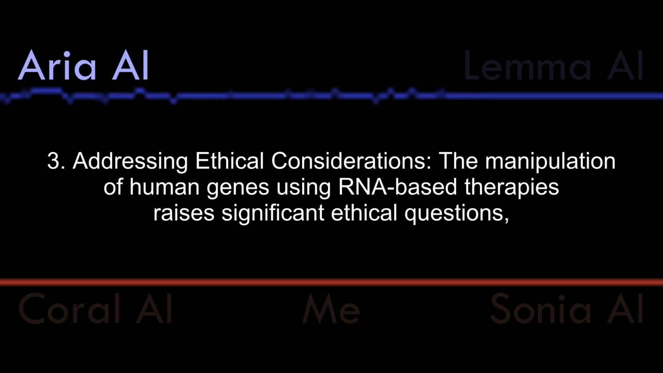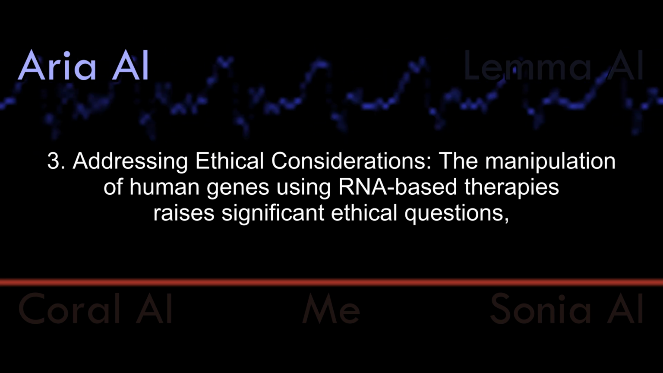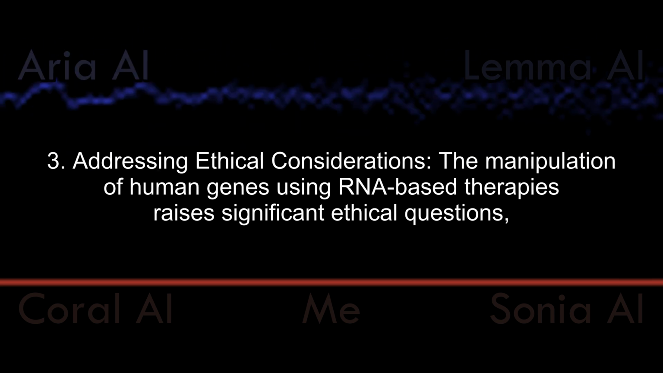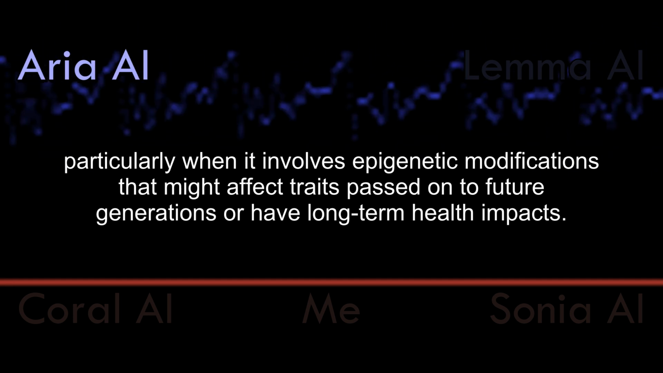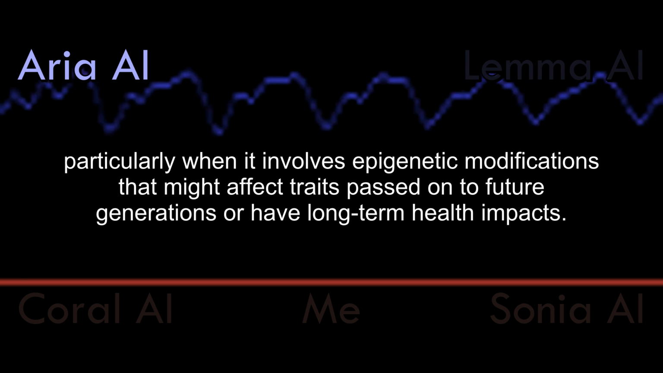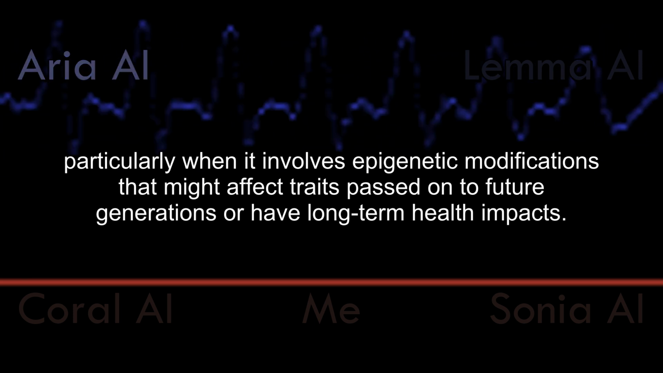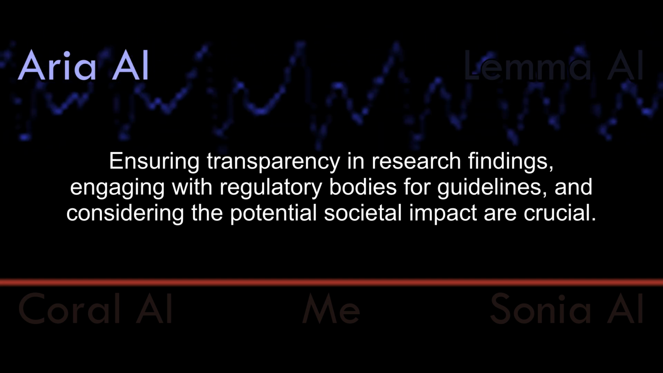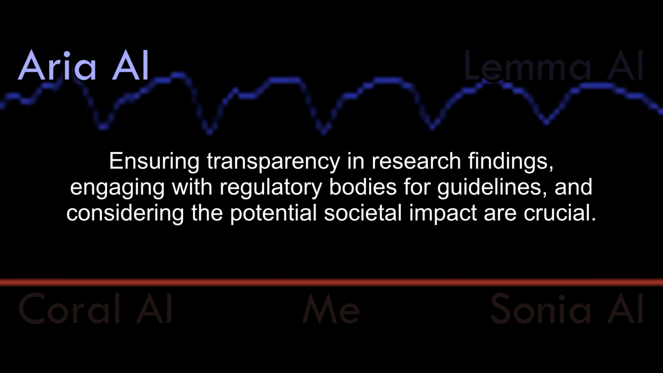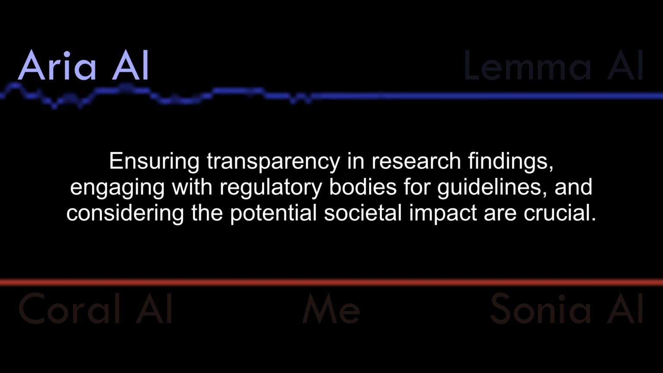3. Addressing ethical considerations. The manipulation of human genes using RNA-based therapies raises significant ethical questions, particularly when it involves epigenetic modifications that might affect traits passed on to future generations or have long-term health impacts. Ensuring transparency in research findings, engaging with regulatory bodies for guidelines, and considering the potential societal impact are crucial.